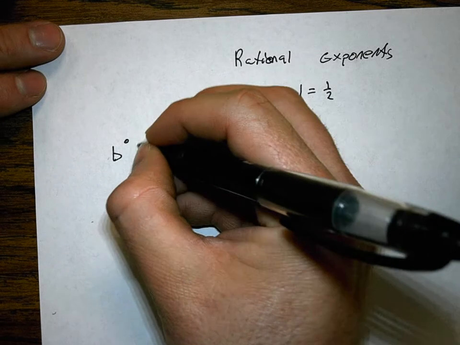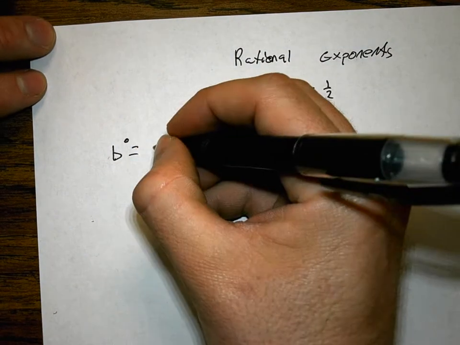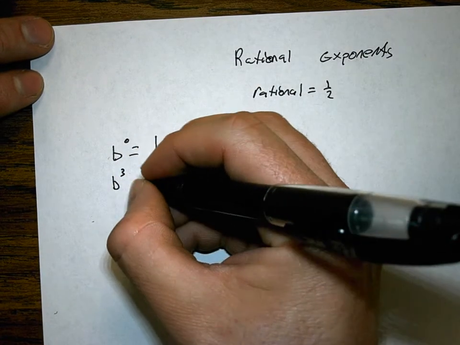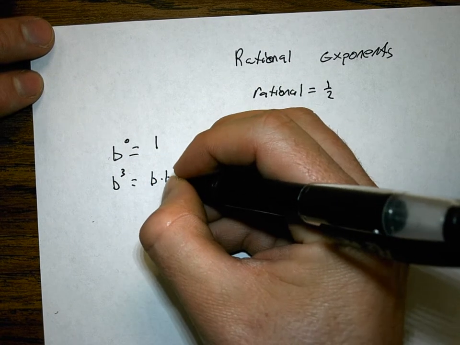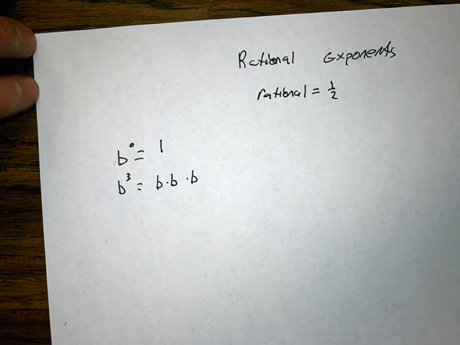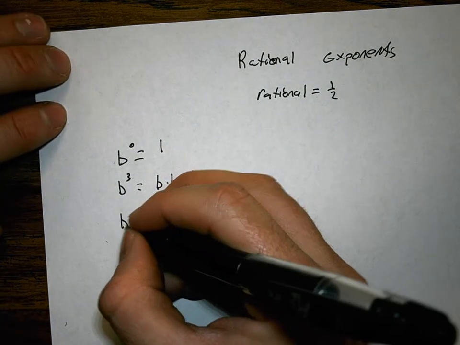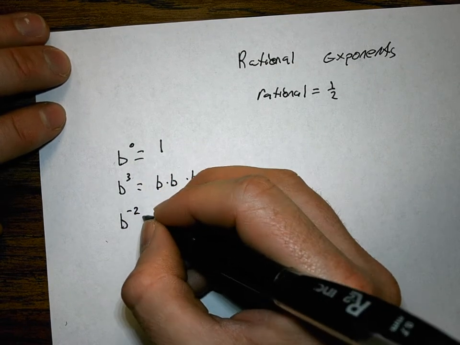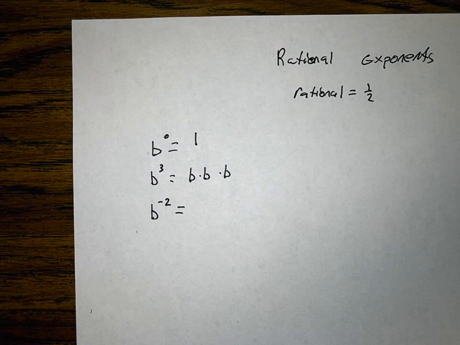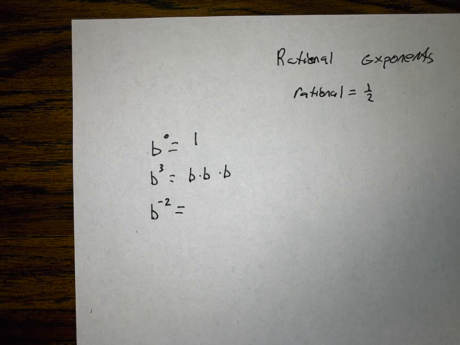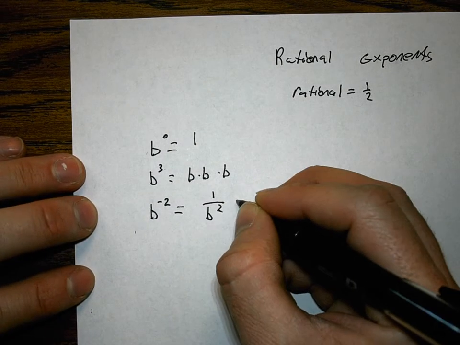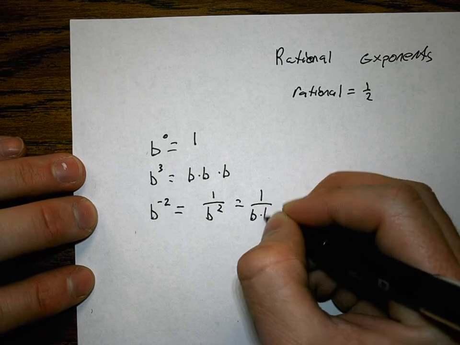Okay, so let's review for a second. We talked about what b to the 0 power would be. Anything to the 0 power is 1. We talked about what something like b cubed would be, which is b times b times b. We have whole numbers, we have 0, and we have a negative integer, b to the negative 2 power. We did talk about negative exponents and what they mean, which means we would have to move it to the bottom, which is b squared, which is also equal to 1 over b times b.